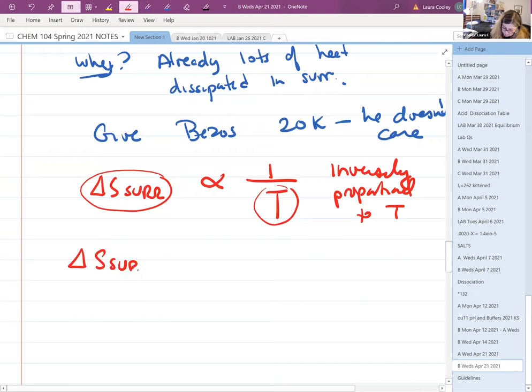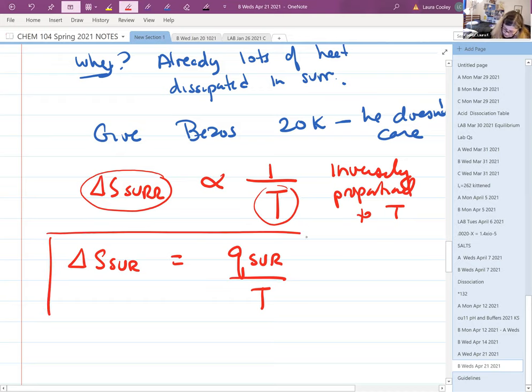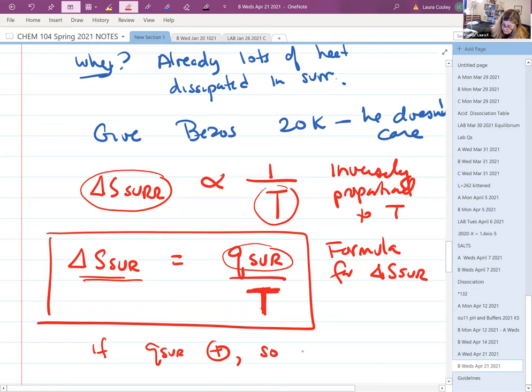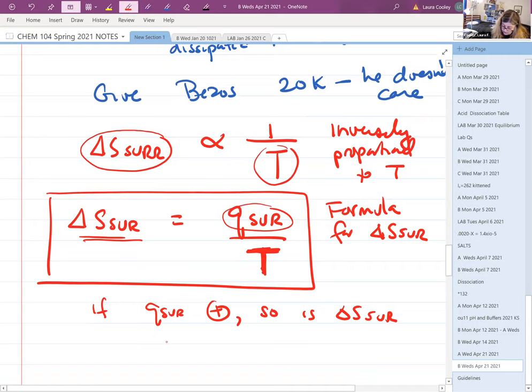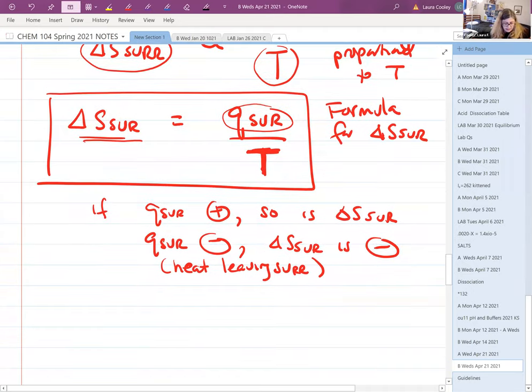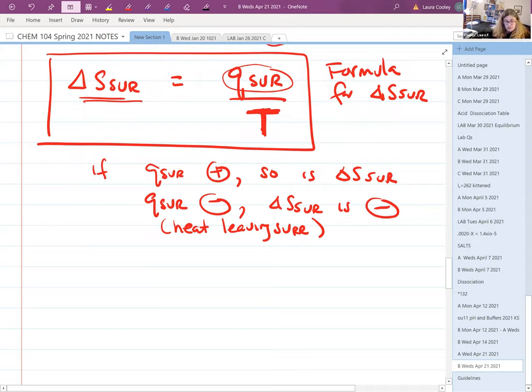So here's the relationship. This is actually the formula for delta S surroundings. If the T is greater, delta S surroundings is smaller. If the T is smaller, delta S surroundings is greater. And this is the amount of heat that's transferred. If this is positive, delta S surroundings is positive. But if heat is leaving the system, leaving the surroundings, I mean, okay. Like I said, it's a little hard to do the theory of this, but using these formulas is actually much easier, and then you start to understand them a little bit better.